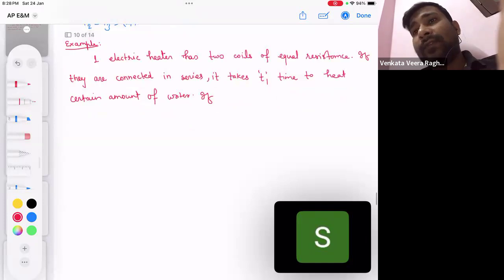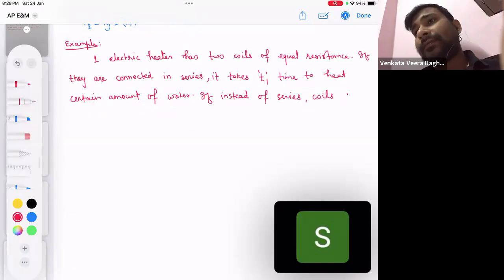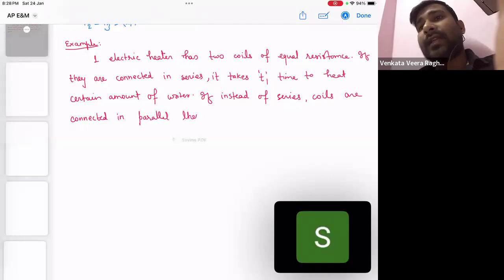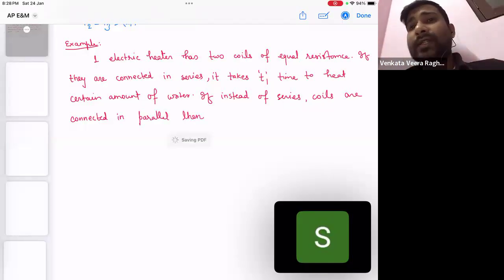Now the question they are asking: if initially both the coils are connected in series, and instead of series, the coils are connected in parallel, then how much time will it take? Do you understand the question?